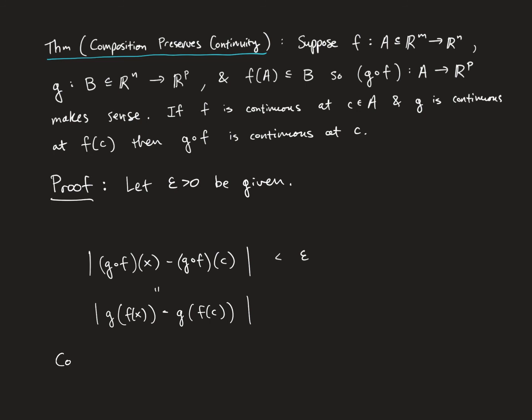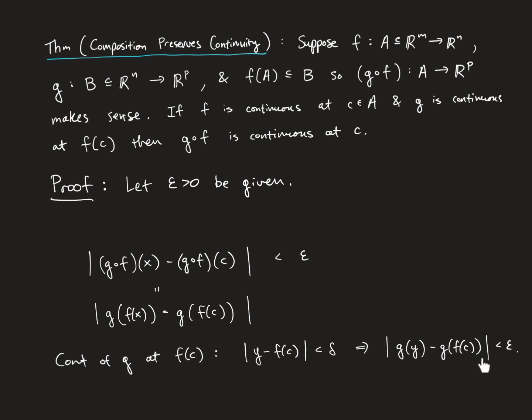So by the continuity of g at f of c, there is going to be some delta so that as long as y and f of c differ by less than delta, that should imply that g of y and g of f of c differ by less than epsilon.